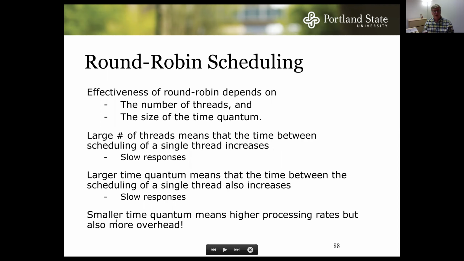So a smaller time quantum means higher processing rates, but also means more context switching overhead. That means that the operating system has to run more frequently, and that's something that we don't want. We want the operating system to run in the background as much as possible.